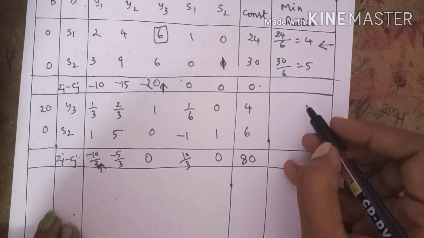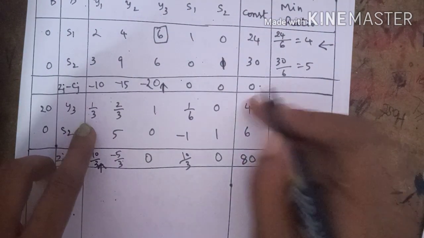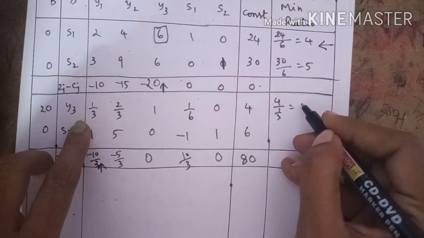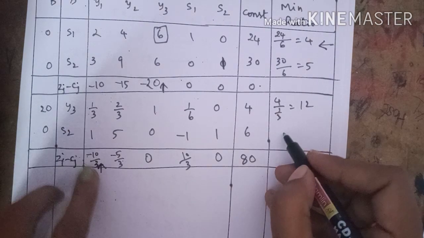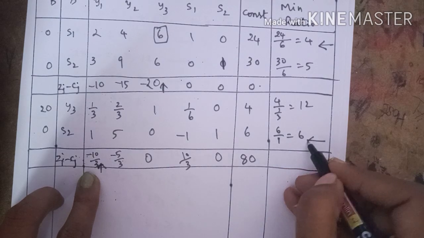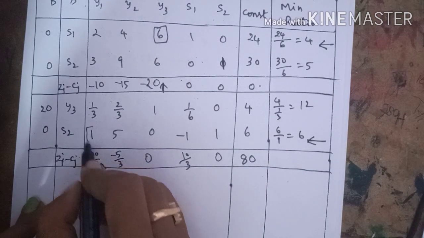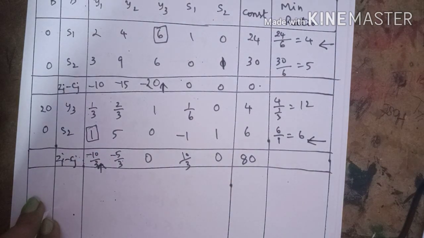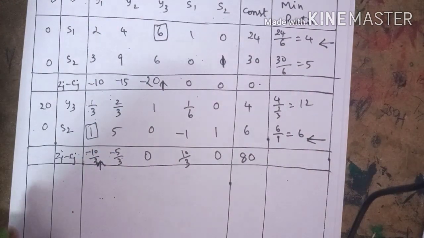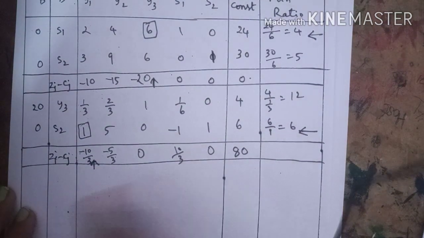Coming to the minimum ratio, the constant by chosen column: 4 by 1 by 3, if you write it, is 12. Here this one, 6 by 1 is equal to 6. Out of these two values, the most minimum is this one. The coincide value is 1. That means S2 is the leaving variable whereas Y1 is the entering variable.